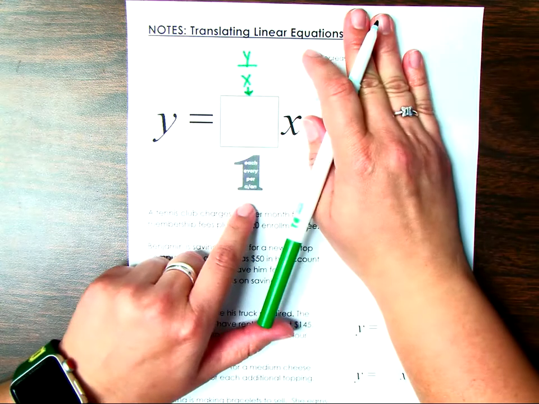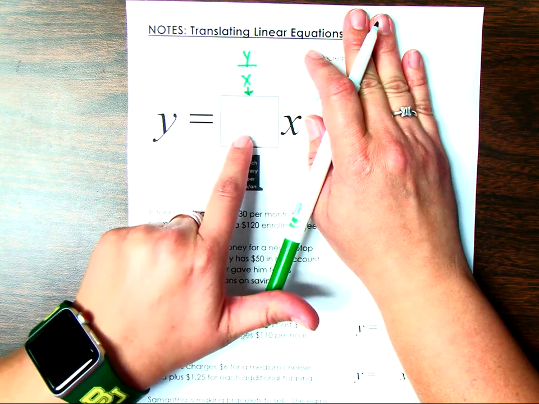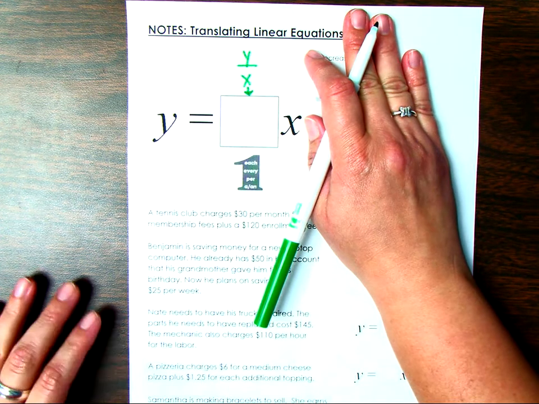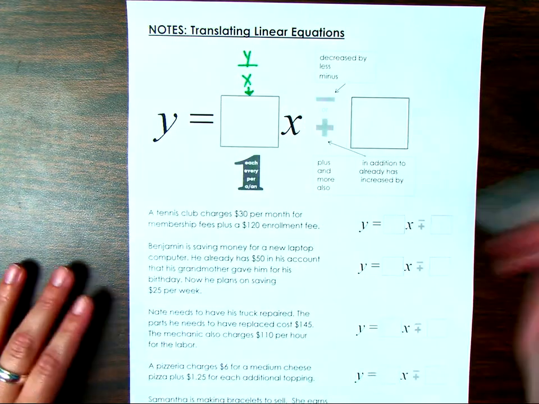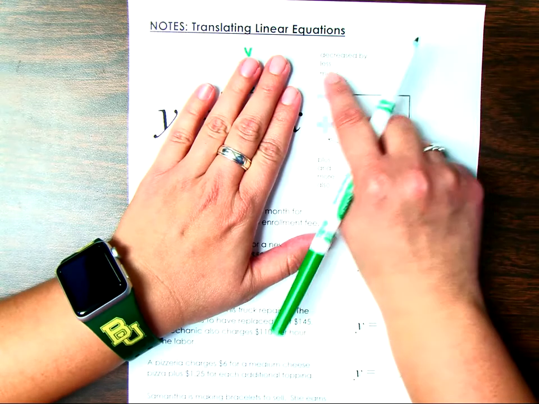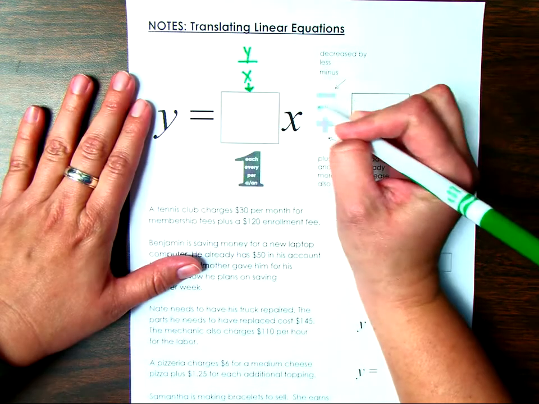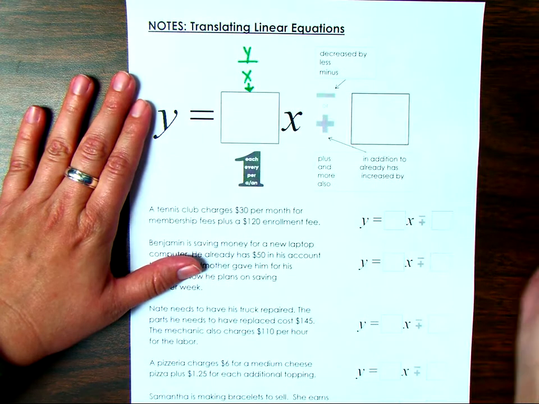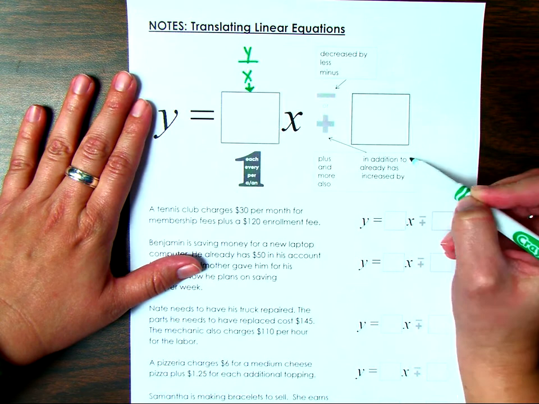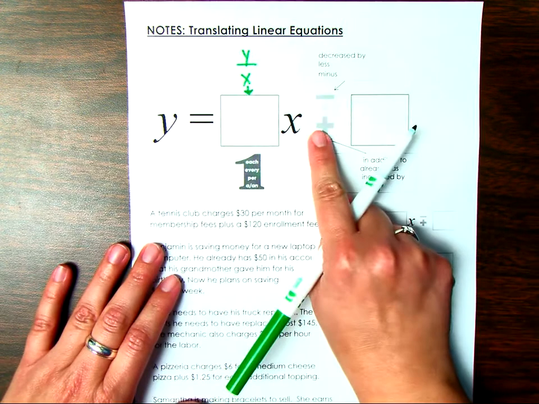So if you have each, every, per, a, and, those are your keywords, and that's going to go in front of that x. That's going to be your coefficient. And that will make sense once we look at some of these problems. Then, if you read or hear decreased by, less, or minus, we're going to circle that subtraction sign. If you hear the key phrase plus, and, more, also, in addition to, already has, increased by, then we're going to circle the plus sign.